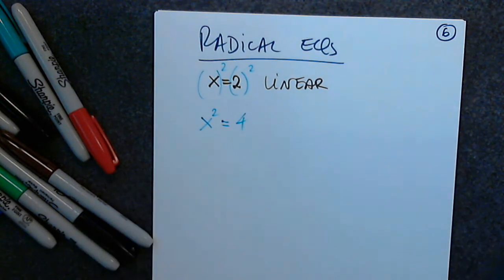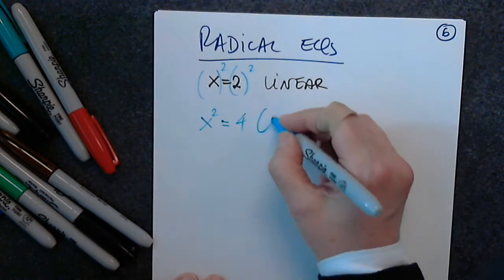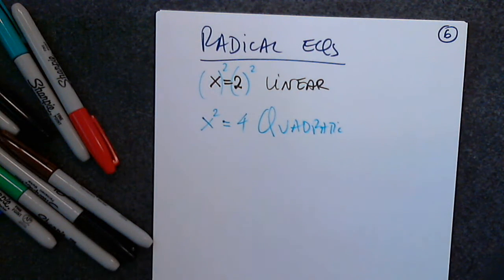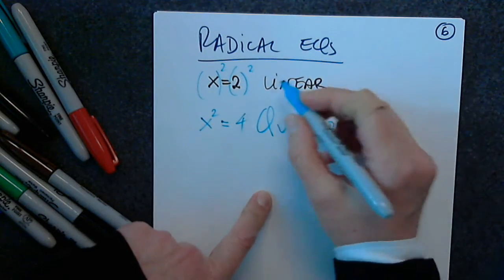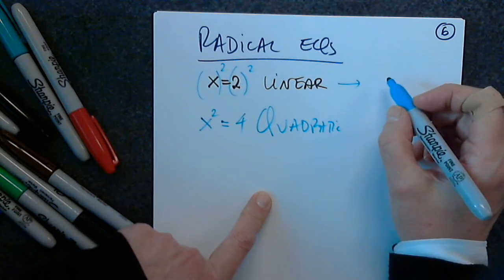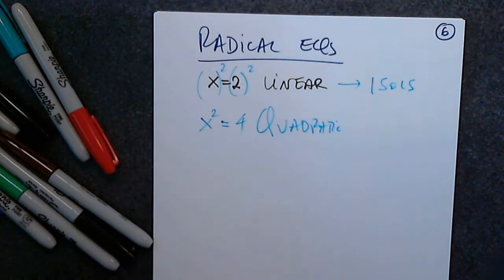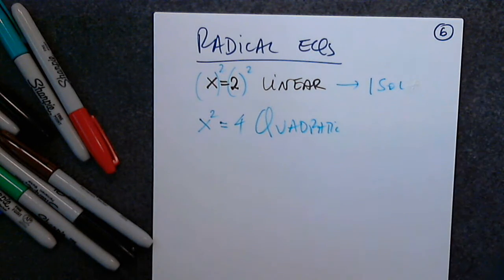Good. What type of equation is this now? Perfect. It is quadratic. Remember, I started with a linear, correct? I squared both sides and I got quadratic. This particular linear equation has how many solutions? One solution, sorry. What about the second one, which is quadratic? How many solutions will the second one have?